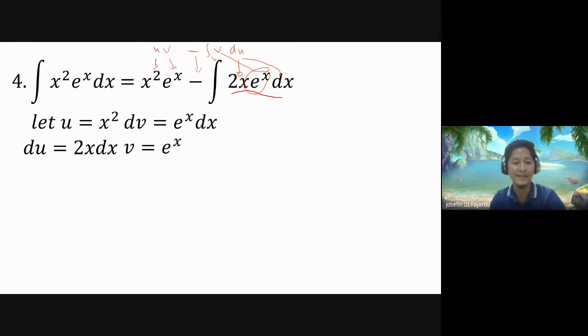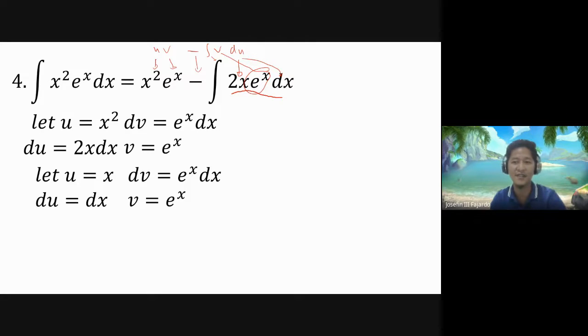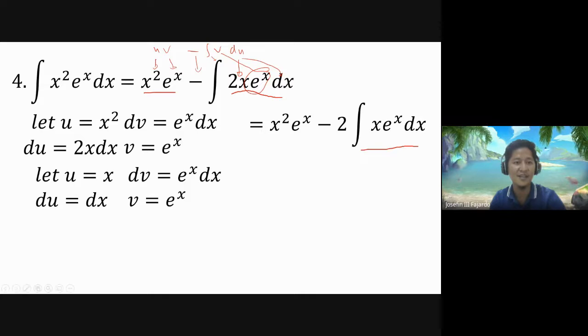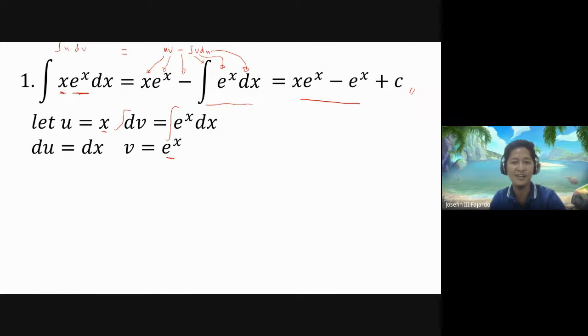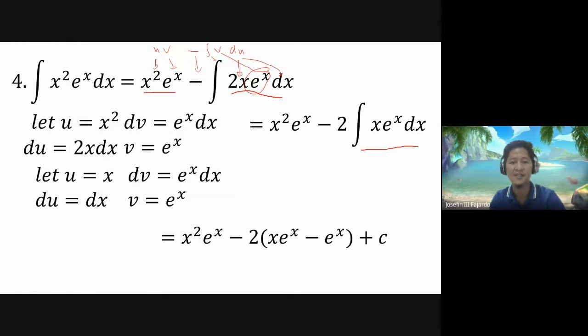Okay? So with this, we perform integration by parts on this integral again. So U ulit ay x dahil exponential and algebraic to. So algebraic ulit. And then dv natin e to the x, du ay dx, v ay e to the x. So ito, kukopyahin natin ito. Constants, ilabas muna natin si constant. So ito, gamitan ulit natin ng integration by parts, pero nakuha na natin to using the first example, di ba? So copyahin na lang natin to. Okay, so nangyari, we have this.